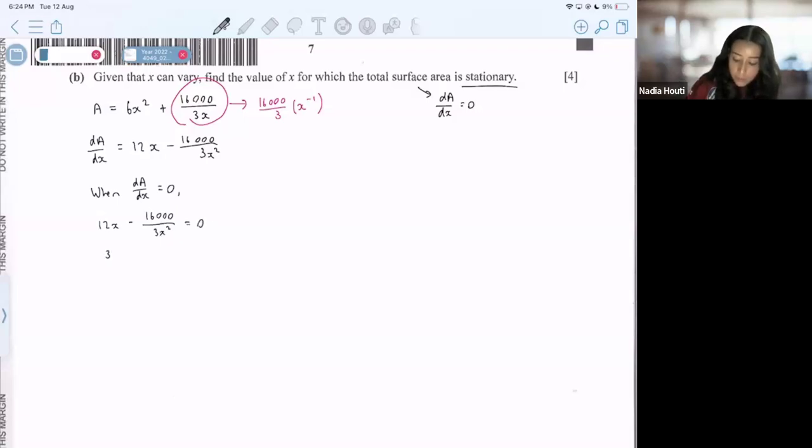Okay, we combine the two fractions. We combine the second fraction with the 2 of x. So we need a common denominator, which is 3x squared. So I'll multiply 12x by 3x squared. Okay, and since the fraction is equal to 0, we can conclude that the numerator will also be equal to 0, right? So we can just simplify the question into this.